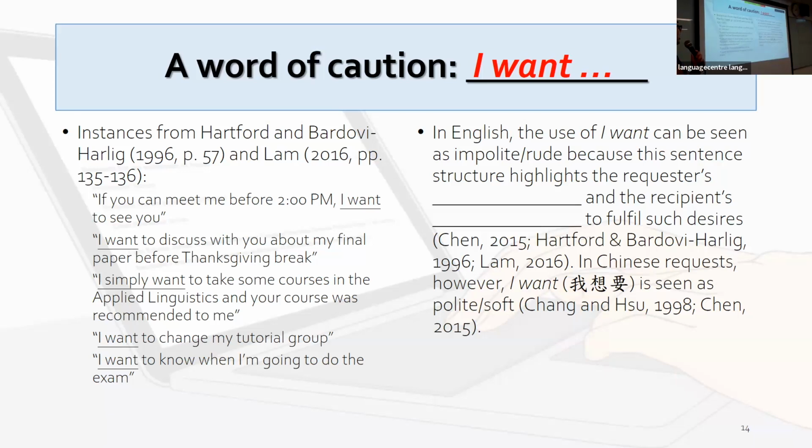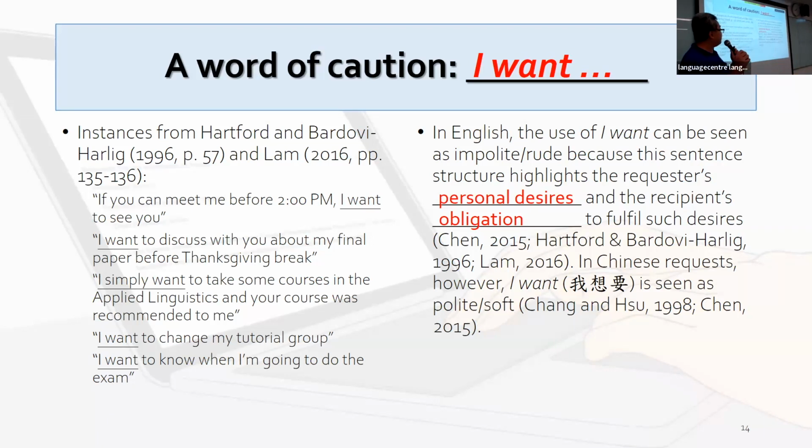I mean, "I" is a very important person. The whole sentence seems to highlight the email sender's personal desires, rather than whether or not the recipient will comply with the request. The use of the "I want" structure not only highlights the students' personal desires, but also the recipient's obligation to fulfill what the student wanted to do, right?